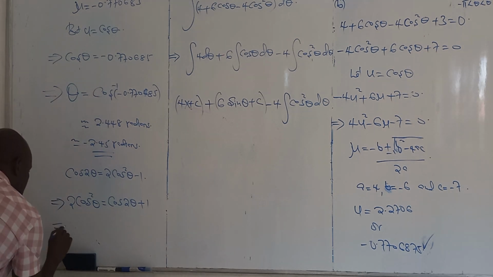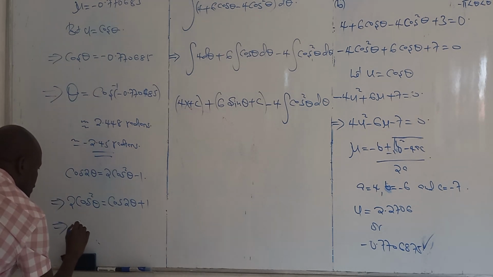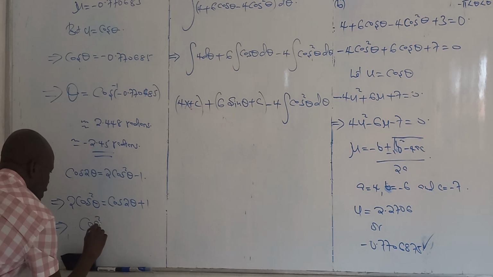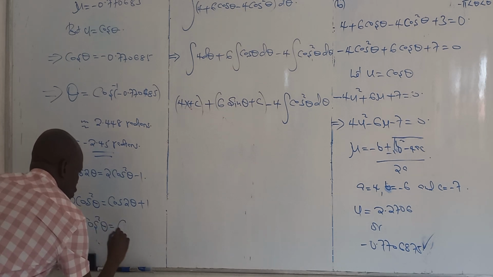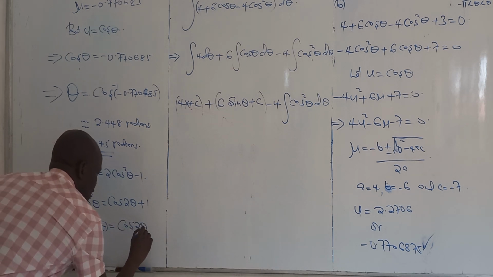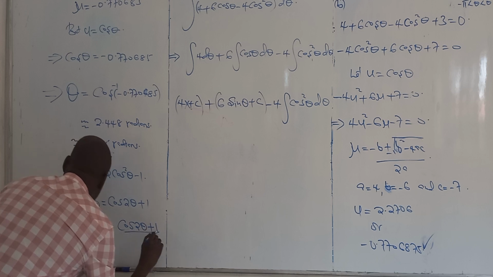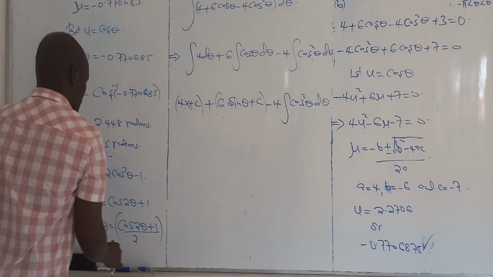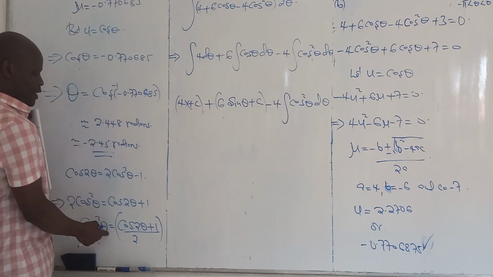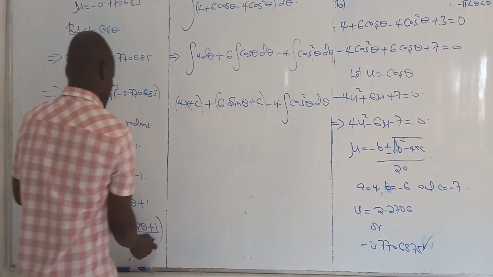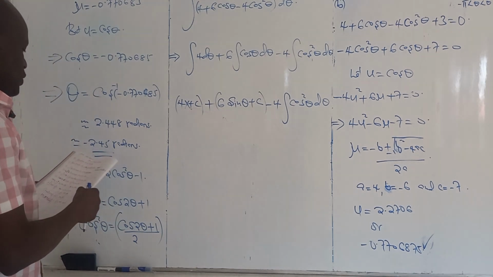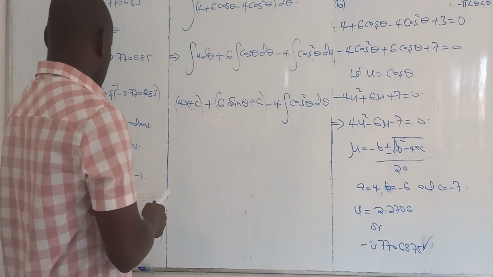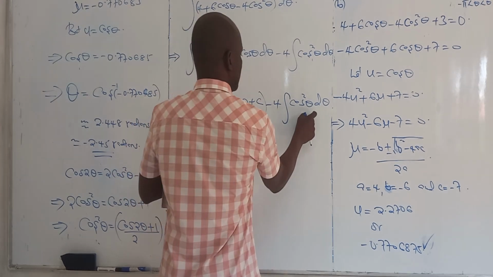And that simply means that cos squared theta is equal to cos of 2 theta plus 1, all over 2. So it means that where there is cos squared theta, I can write cos 2 theta plus 1 over 2. So I'll rewrite this.